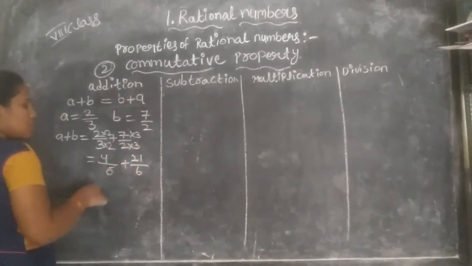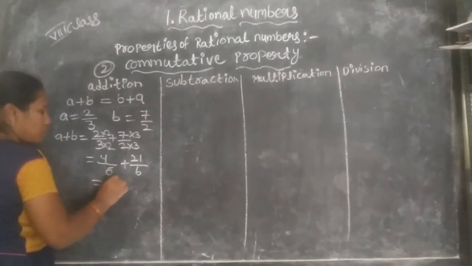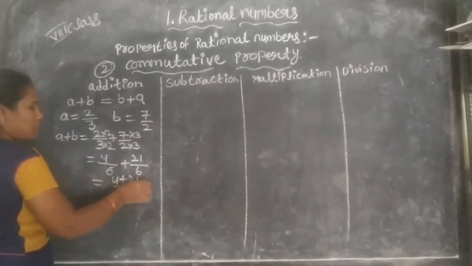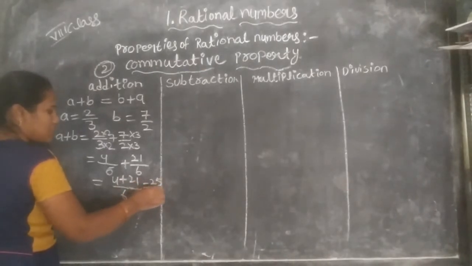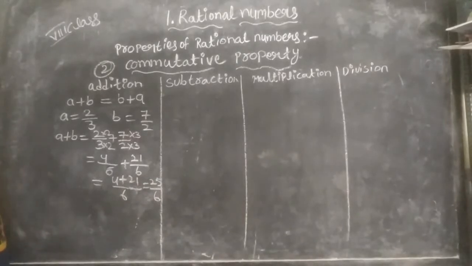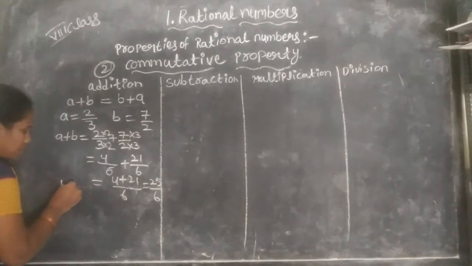Now see, the denominators are equal. 4 plus 21 by 6. The answer is 25 by 6. Okay, and next, B plus A.